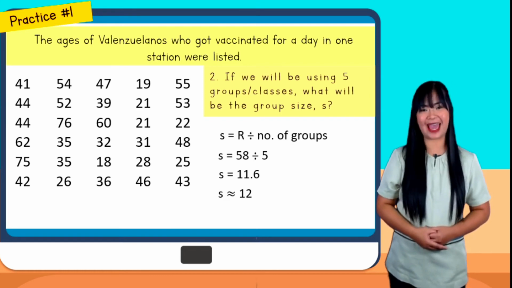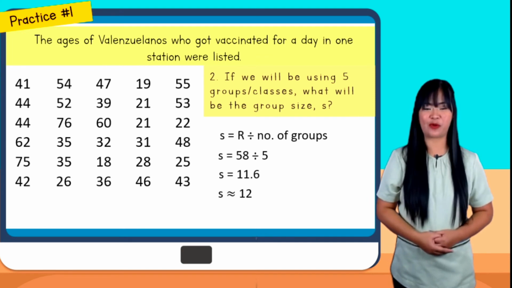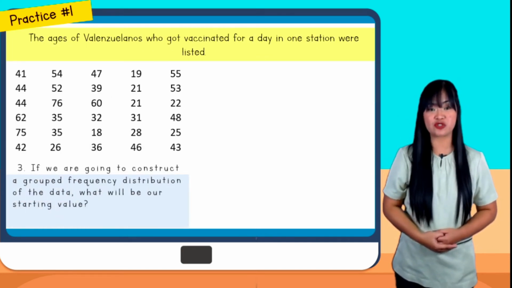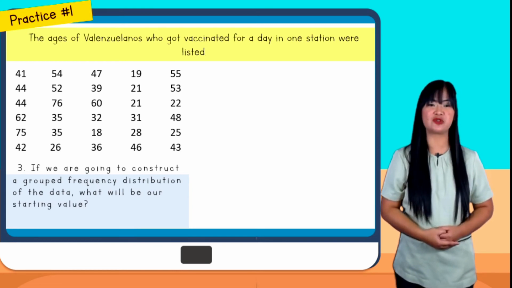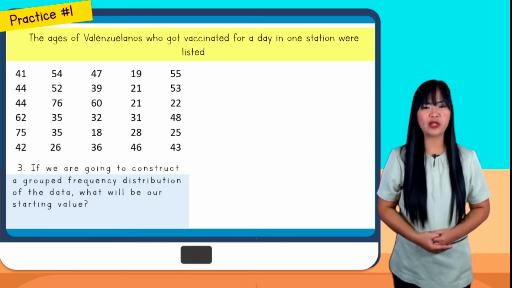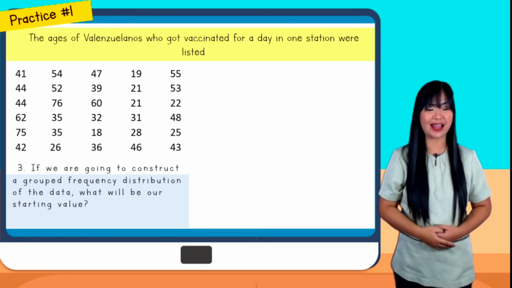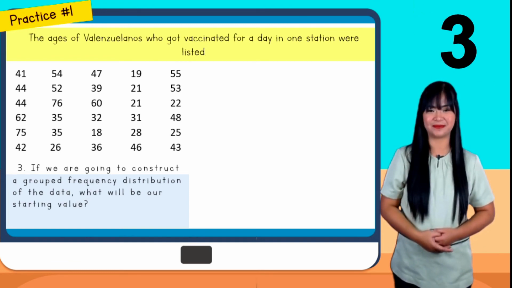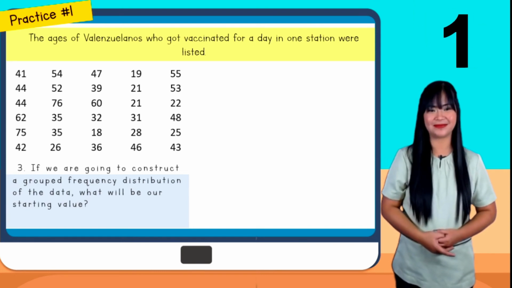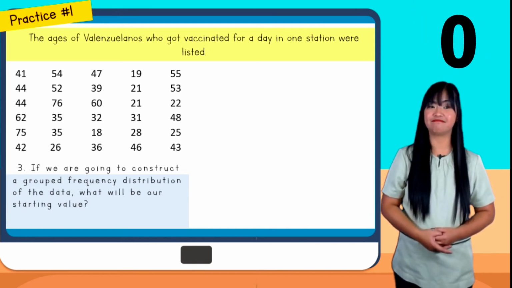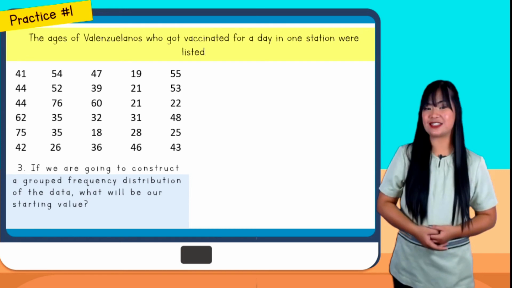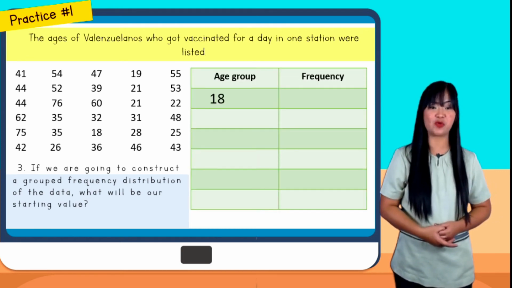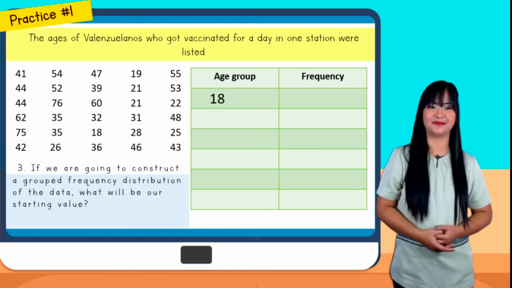You're doing great, guys. For question number 3, if we are going to construct a group frequency distribution of data, what will be our starting value? 5 seconds. Time's up. Correct. Since the starting value will be the lowest value, then the starting value will be 18.